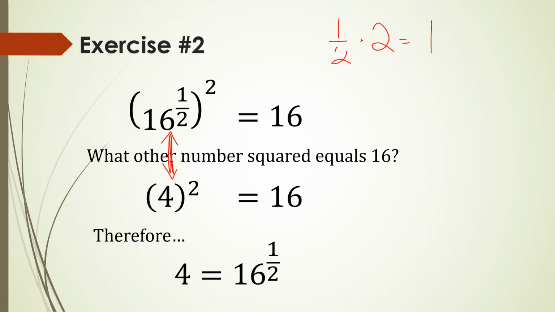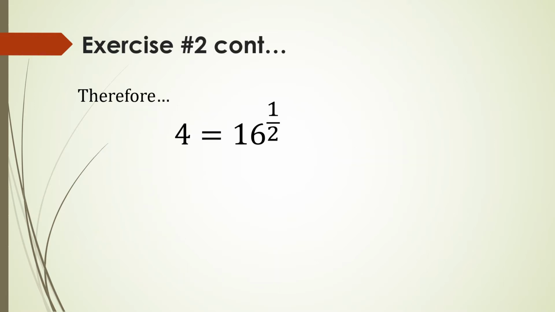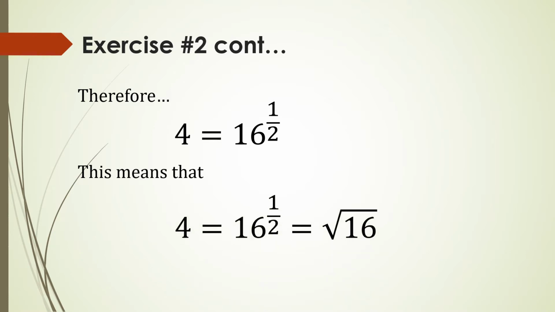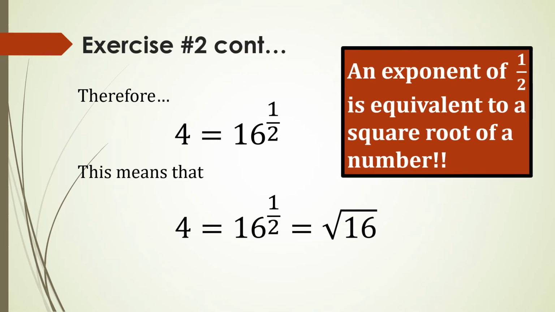You're like, 4 equals 16 to the 1/2? How is that possible? All right, well, let's keep going. Again, 4 equals 16 to the 1/2. Well, what could you do to 16 to get back to a 4? And I hope you said square root. So 4 equals 16 to the 1/2, which also equals the square root of 16. Therefore, an exponent of 1/2 is equivalent to a square root of a number. It's another way to write it.